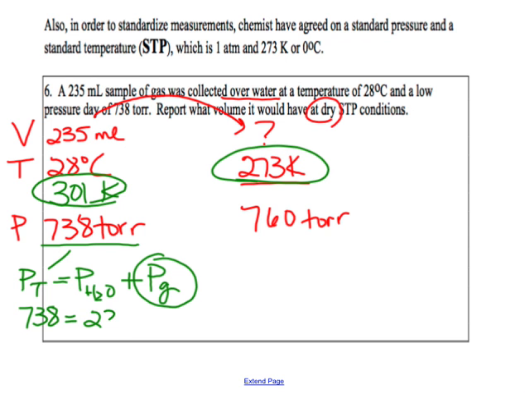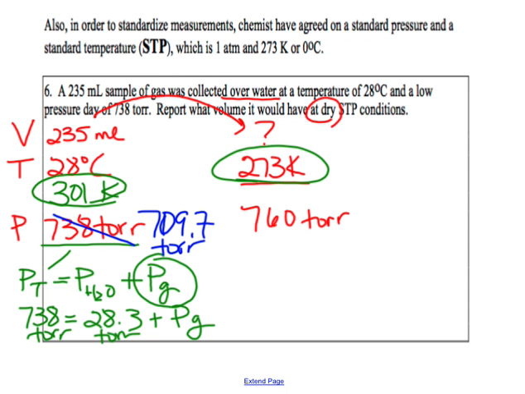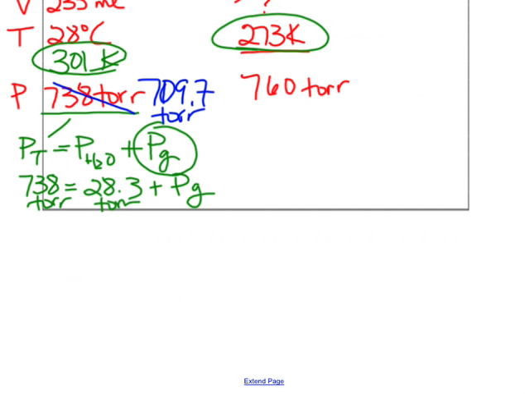28.3 torr. We know this is torr. So what is the pressure of just our gas? Just don't round yet. 709.7 torr. We'll round at the end. Okay. All right. Now we can actually start the problem. That's how long it took us to set that up. Again, not a difficult thing to do.